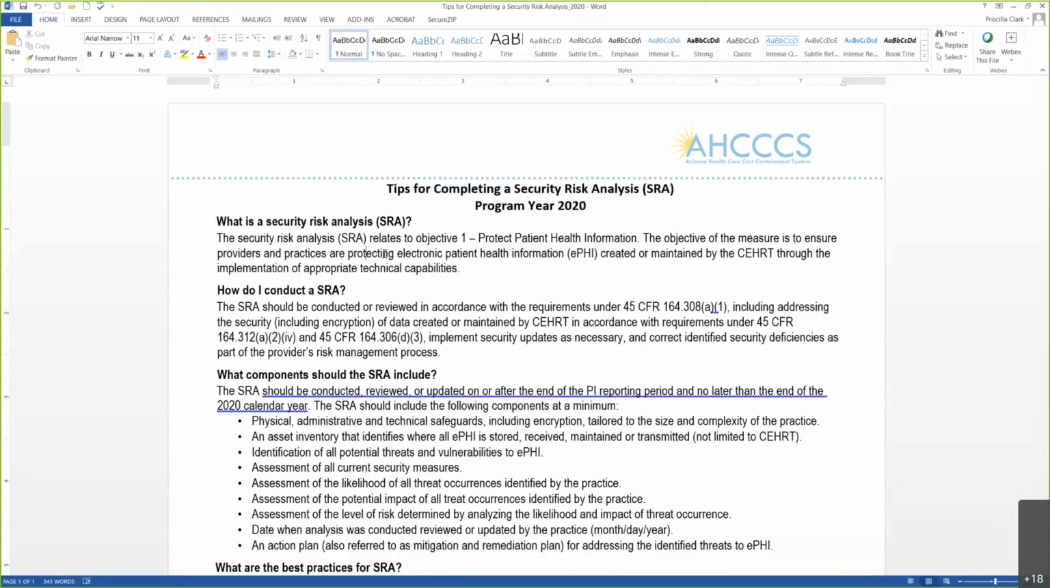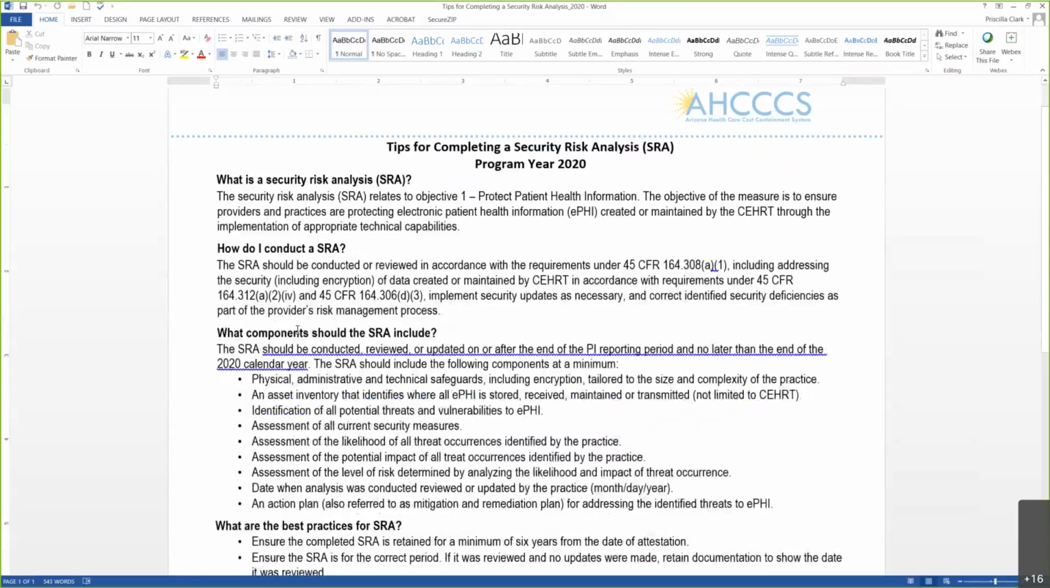The SRA relates to Objective 1, protect patient health information. The objective of the measure is to ensure providers and practices are protecting electronic PHI created or maintained by the CERT through the implementation of appropriate technical capabilities. Keep in mind that your SRA shouldn't just cover the CERT that is implemented at the practice. It should cover everything, the building and everything that potentially has patient health information in it or on it, whatever that is.